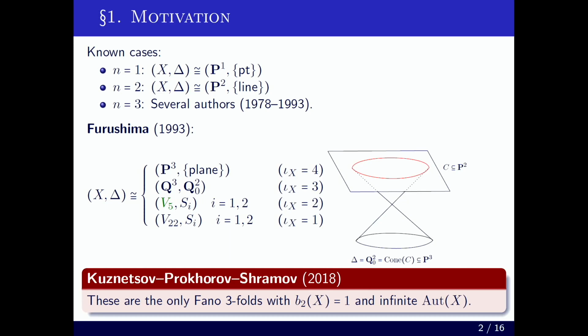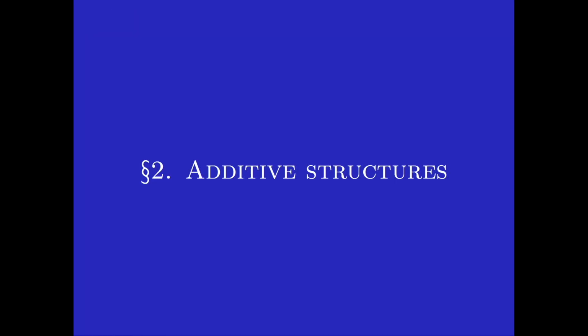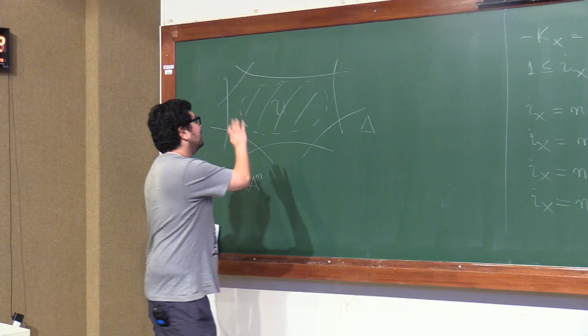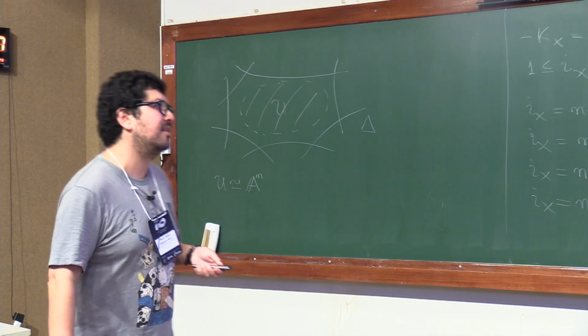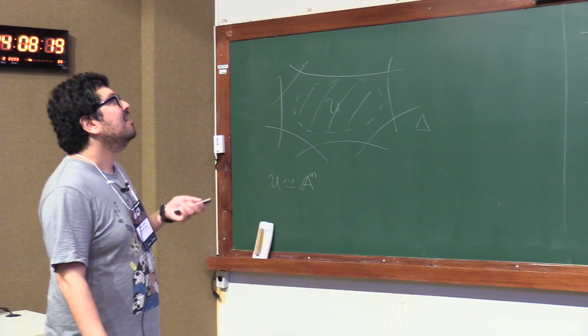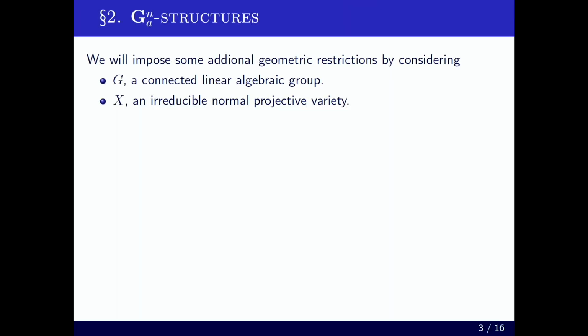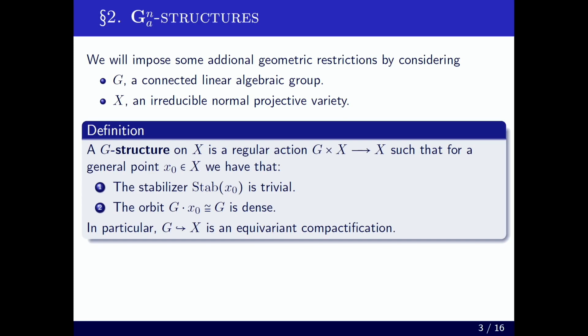So it was a nice idea to try to look at some additional structure on this kind of varieties. And maybe we can try to say something if the automorphism group is infinite or something like that. So this motivates the following definition. If we have a nice algebraic group, let's say linear, we don't need reductive, but just linear, and you have a normal projective variety, then you can consider a nice action.